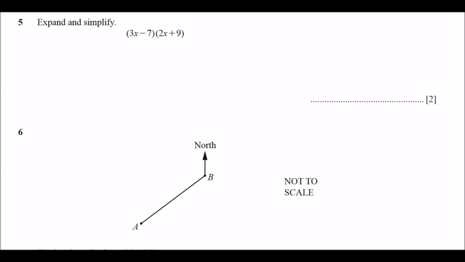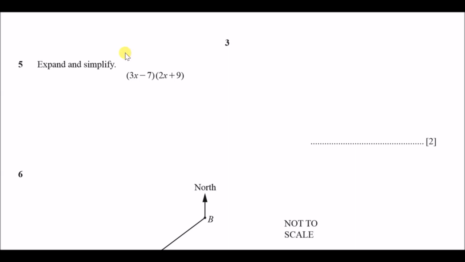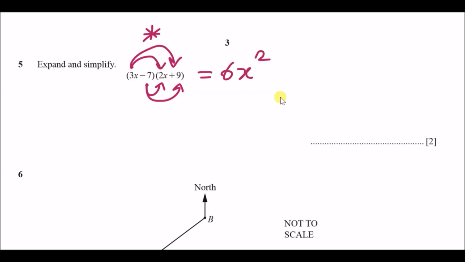Okay, number 5. Expand and simplify this double bracket. To do this kind of double brackets, all you do is simply use the FOIL method, which tells us that we multiply every single term with each other. So 3x with 2x, and 3x with 9, and then minus 7 with 2x, and minus 7 with 9. And if you do that step by step, so doing the top halves first, you get 3x times 2x is 6x squared, 3x times 9 is plus 27x, and then minus 7 times 2x is minus 14x. Lastly, minus 7 times 9, minus 63.